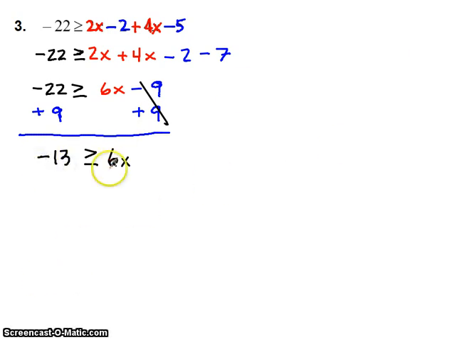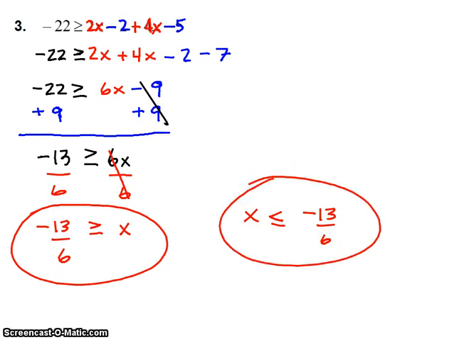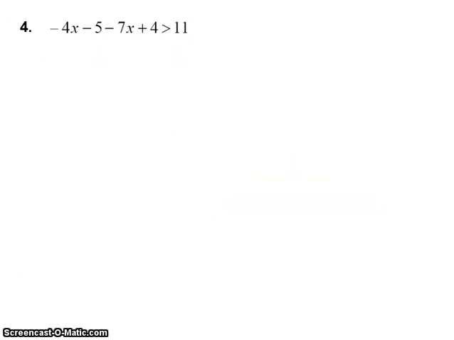Alright. Divide both sides by 6. 6 over 6 crosses off, and we have x is less than negative 13 over 6. Once again, we could rewrite this the other way, and it means the same exact thing. They're both true. Okay. Next one, same idea.